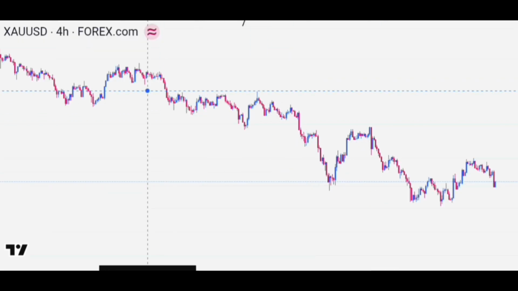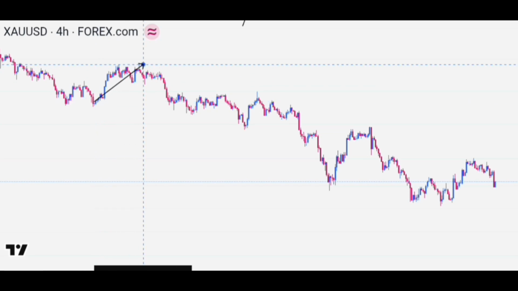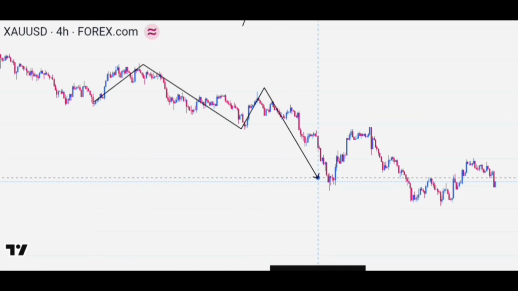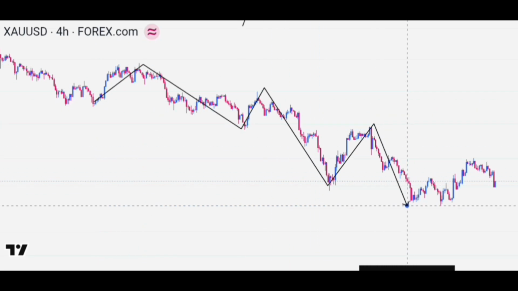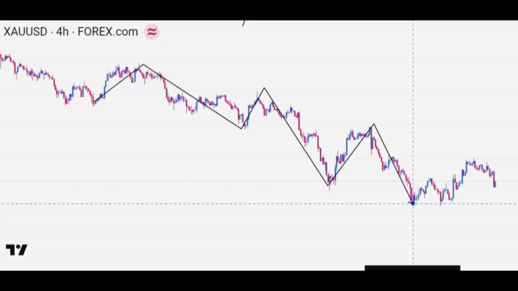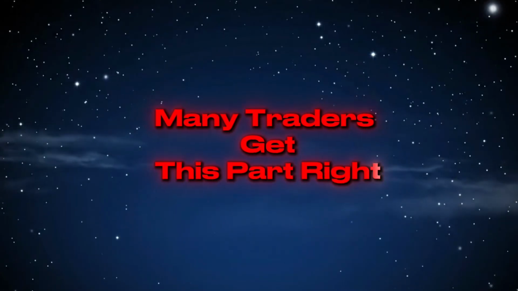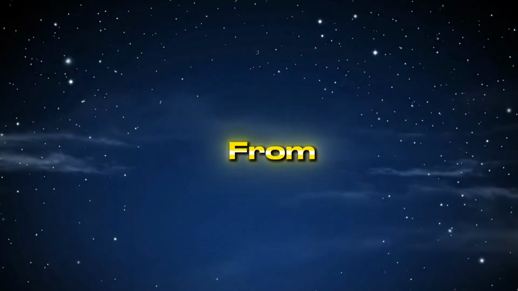So from here, we can see the market created a high, a low, lower high, lower low, lower high, lower low. This means sellers are in control. So this is a downtrend. For that reason, we are going to focus on looking for selling opportunities. Once I understand the market structure, I already know which direction has the higher probability. But market structure alone is not enough. Many traders get this part right and still lose money because they enter from the wrong location.